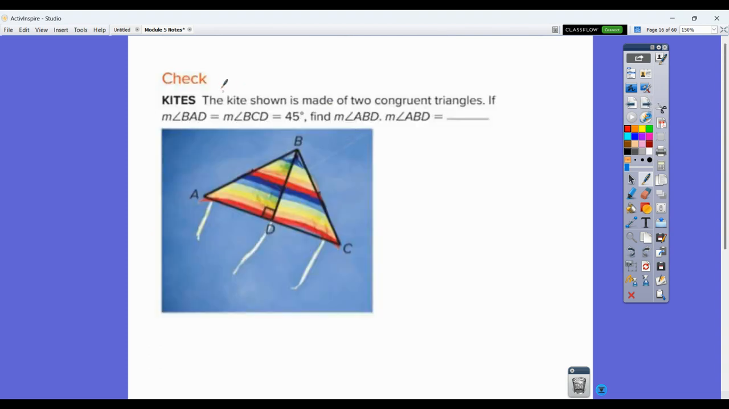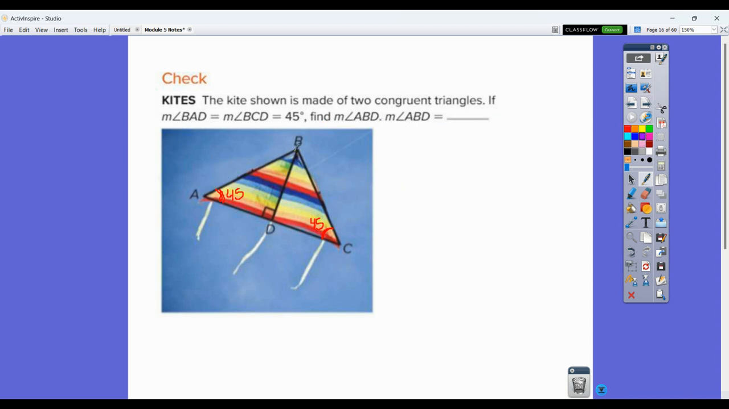Okay, so a kite, if we look at this one and just solving a problem, not working through a proof here, just solving a problem. The kite shown is made of 2 congruent triangles. If angle BAD is equal to the measure of angle BCD, they're giving us our congruences there in order to know what triangles are congruent, and they're telling us that those are also 45-degree angles. Okay, find the measure of angle ABD.